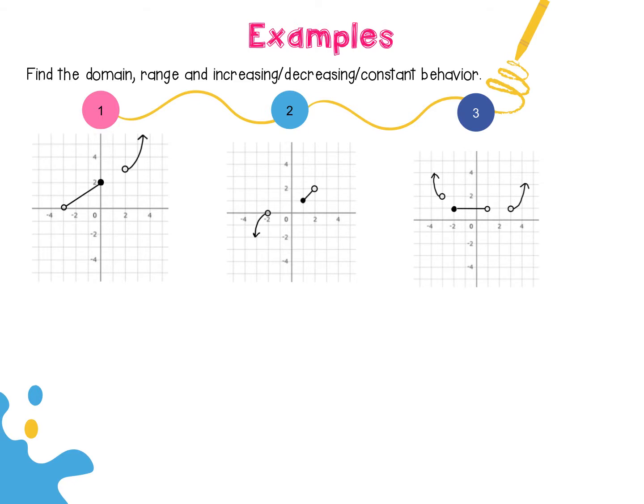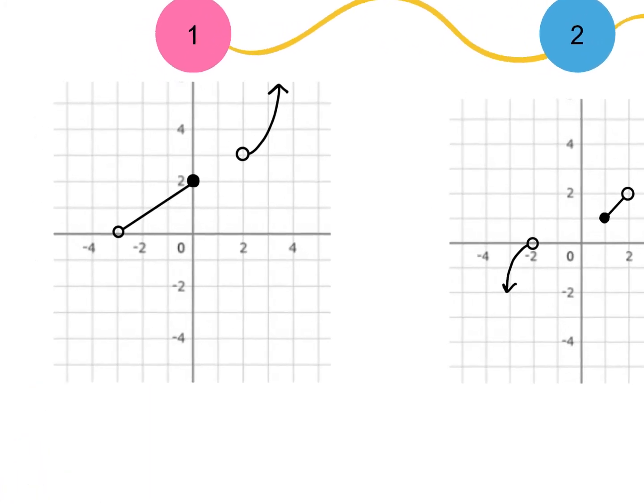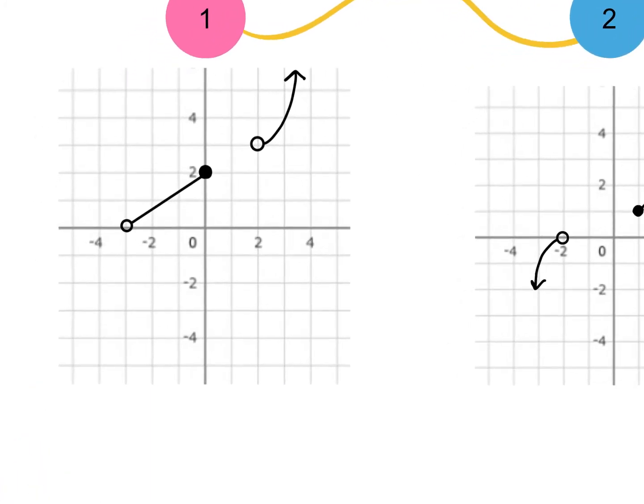All right, so these examples say find the domain, the range, and the increasing, decreasing, constant behavior. So we're going to look at the first one. This is what a piecewise function would look like. The first thing I'm going to do is find domain. So domain is my values from left to right. What's the furthest point left graphed on this?